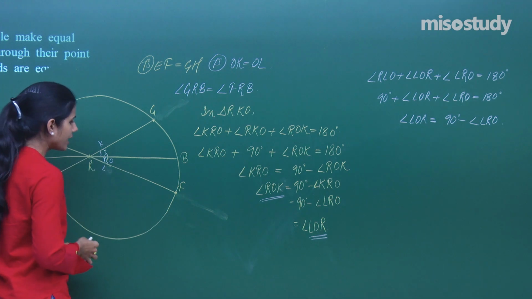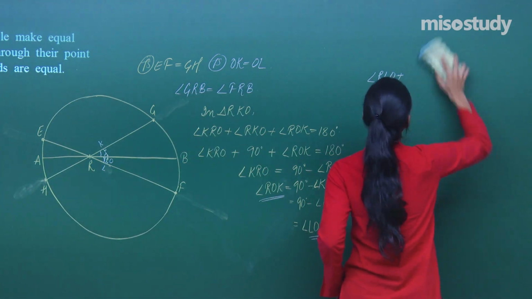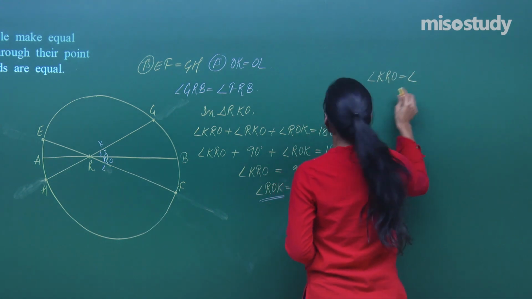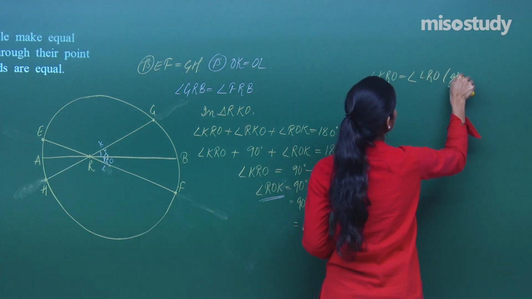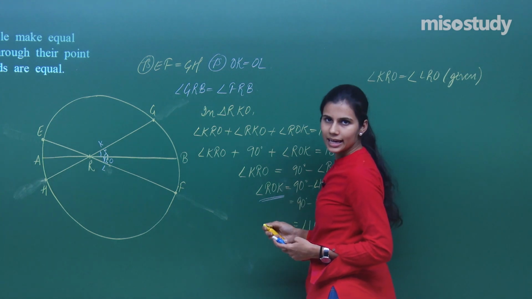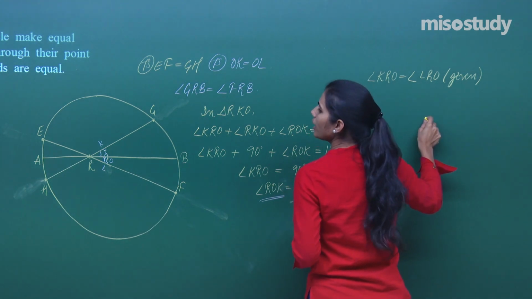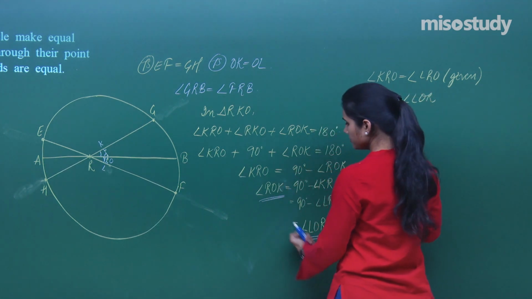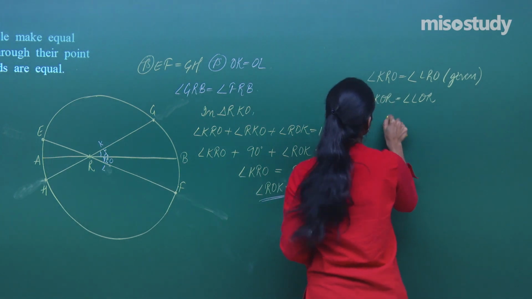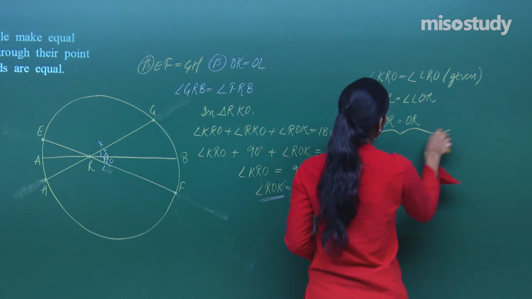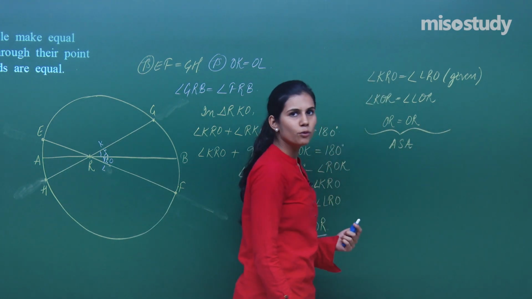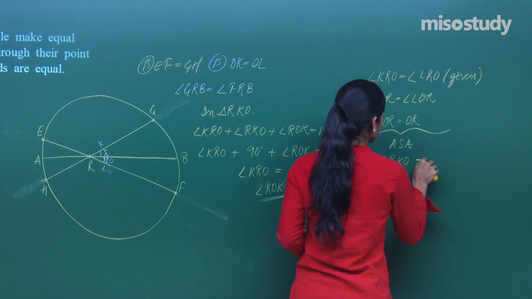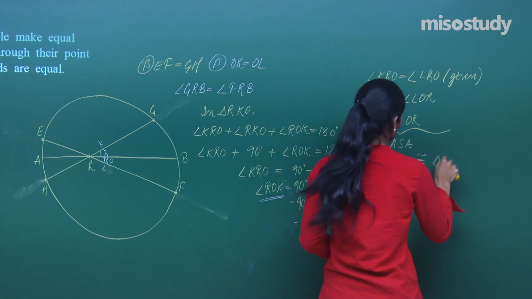So you have got that ROK is same as LOR. You can clearly see in these two triangles, what is it that you are having? You are having angle KRO is same as angle LRO. This is given to you because the chords are equally inclined with the diameter. Then you have angle KOR is same as angle LOR. We just proved over here. And you have OR is equal to OR. Therefore, by angle side angle congruence condition, both the triangles are congruent. So you have triangle RKO is congruent to triangle RLO.